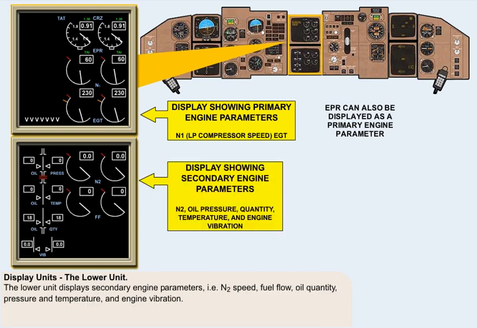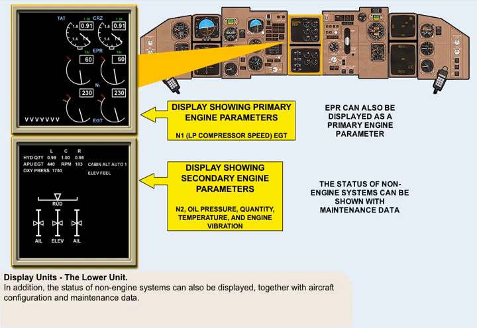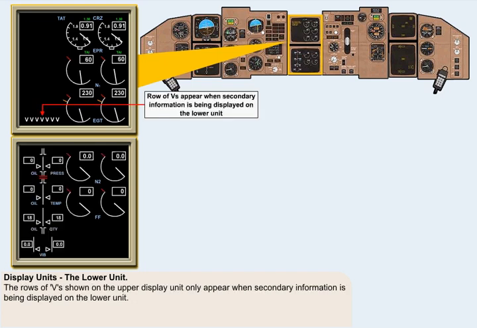The lower unit displays secondary engine parameters, that is N2 speed, fuel flow, oil quantity, pressure and temperature, and engine vibration. In addition, the status of non-engine systems, for example, flight control surface positions, hydraulic systems, the auxiliary power unit, etc., can also be displayed, together with aircraft configuration and maintenance data. The row of V's shown on the upper display unit only appears when secondary information is being displayed on the lower unit.